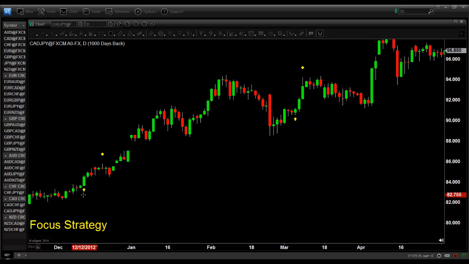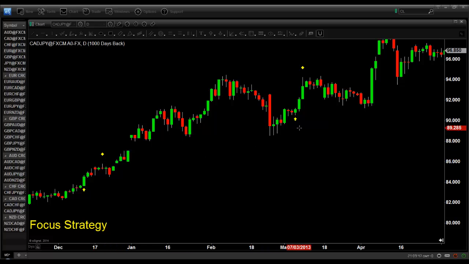So for example, if we just look to the left, you have the setup bar, the first inside bar, and the second inside bar, and the break of the high triggered us in on this bar here, and the diamond basically shows us where we've taken our profit.